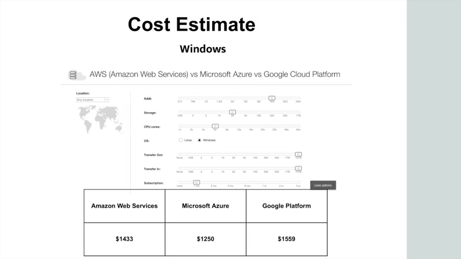Now comparing the cost on the Windows platform, with RAM as 16 gigs, storage as 20 gigs, CPU cores as 6, transfer out and transfer in limit as 10 terabytes, and a subscription of 1 month. Amazon Web Services will cost $1,433. Microsoft Azure will cost $1,250. Google Platform will cost us $1,559.